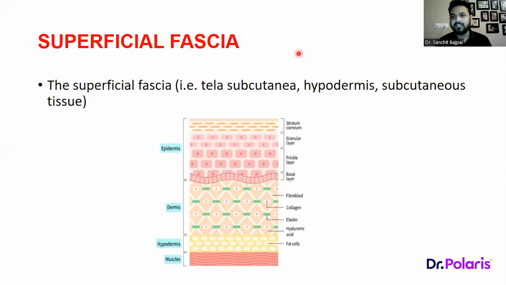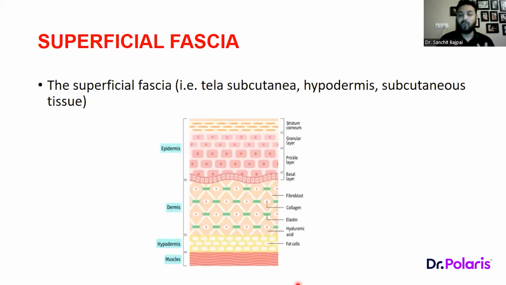Now, what do you mean by that? Subcutanea means below the cutaneous layer. That means below the skin, right? So superficial fascia can also be called tela subcutanea. It is also called hypodermis. It is also called subcutaneous tissue. So whenever and wherever you are getting these terms, always think that they are all talking about superficial fascia. These terms are synonymous. They are all the same, right?